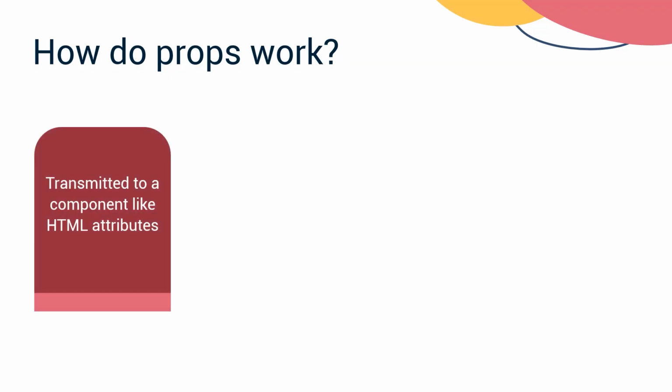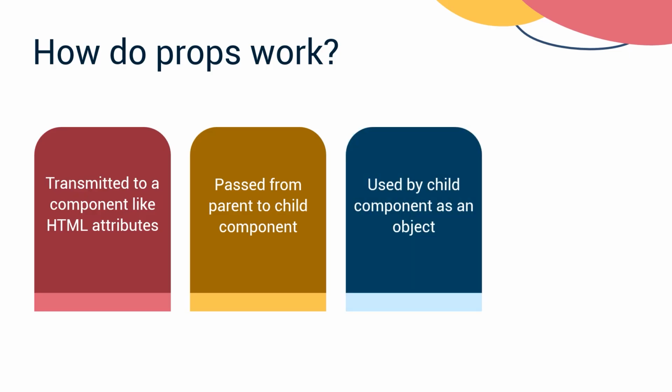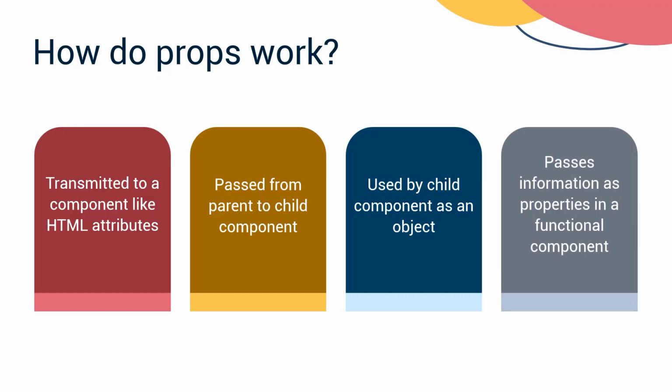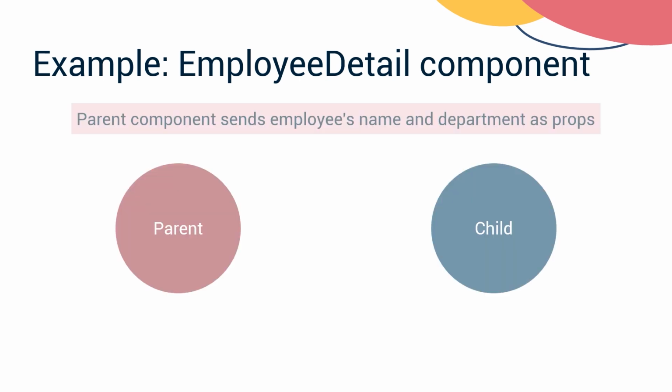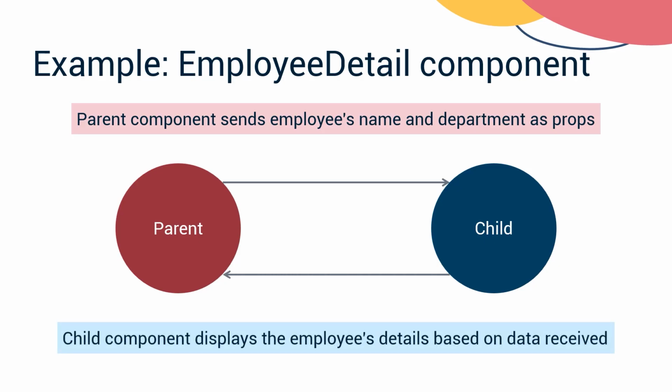Props are transmitted to a component, usually from a parent to a child component, like how attributes are passed to an HTML element. The child component then uses these props as an object to pass information as properties in a functional component. To understand the functioning of a prop, let's look at an example involving the employee detail component. Consider a scenario where a parent component sends an employee's name and department as props to the child component, employee detail. On receiving these props, the child component displays the employee's details accordingly. This scenario shows how props help pass and display dynamic data in React Native.